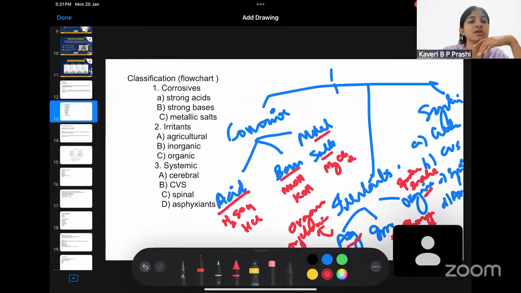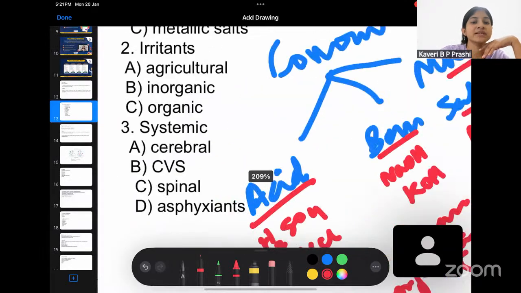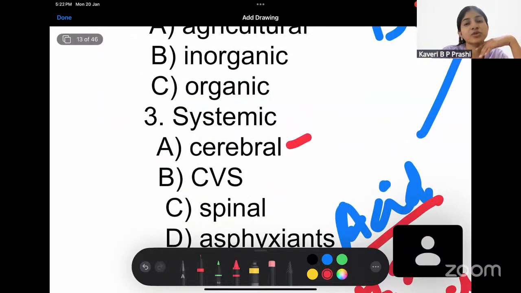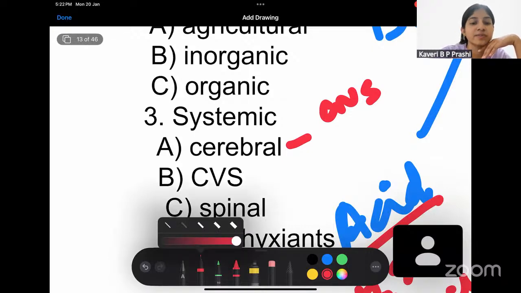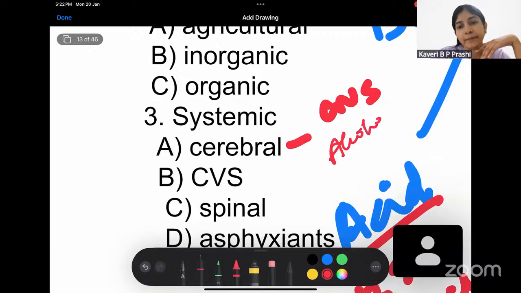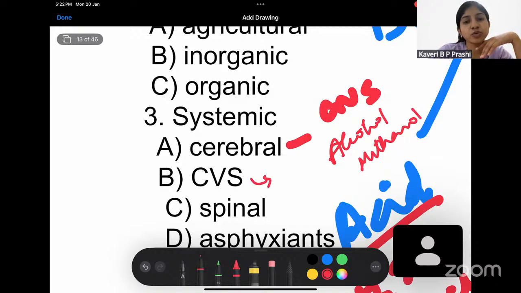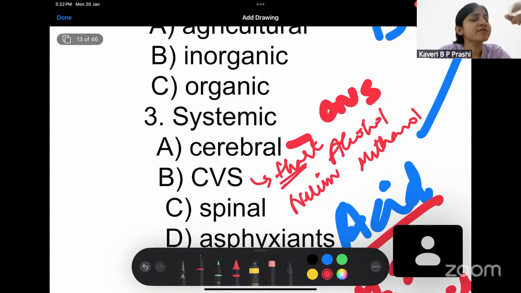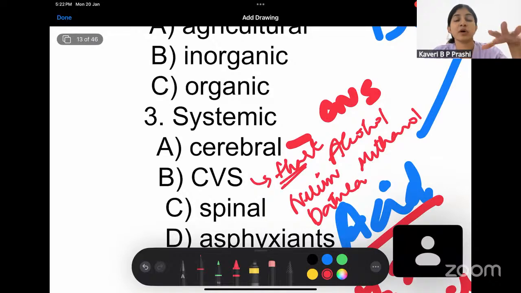Then the last group is systemic. Under systemic, what are the examples that you can write? Cerebral means having to do with the CNS. What can those be? Alcohol, methanol, ethanol, all these things can be mentioned here. Next, CVS, that is something to do with the heart or the circulation. What are these? You have nerium odorum, you have so many other plant poisons, or the colorful, beautiful datura. These are very colorful, and children usually tend to put them in the mouth when they see them. But these are very, very poisonous.